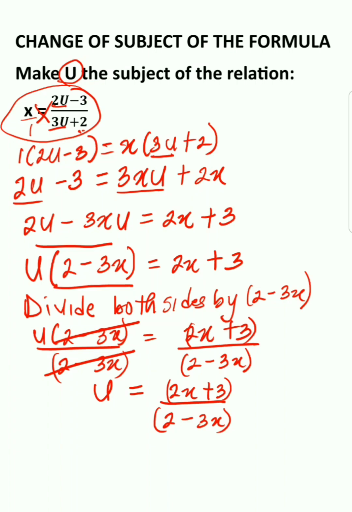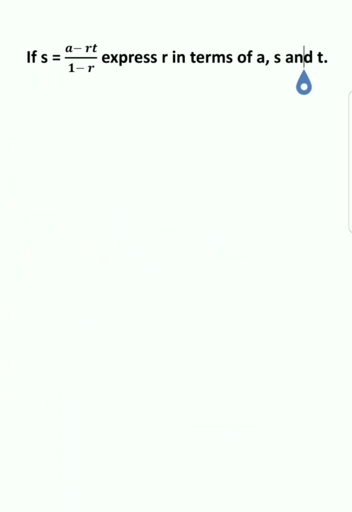And that's it. The next question, if s equals to a minus rt divided by 1 minus r, express r in terms of a, s, and t. That simply means make r the subject of the formula. And so what we have here is just a simple fraction. And so we can easily cross multiply. And so we have 1 times a minus rt equals to s times 1 minus r.